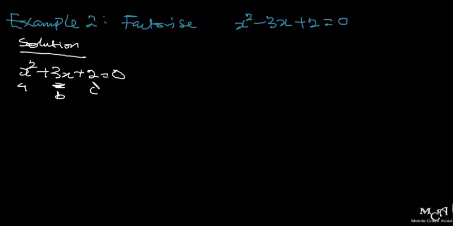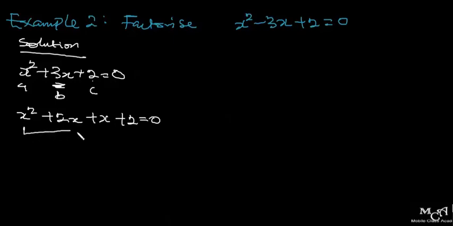By this time, we should know how to do this even without going to the board or doing rough calculation. We know that 2 times 1 will give us 2, then 2 plus 1 will give us 3. So straight away, let's do 2 and 1. 2 plus 1 will give us plus 3, 2 times 1 will give us plus 2. So we have x squared plus 2x plus x plus 2 equals what? 0. Don't forget, always equate your equation to 0.